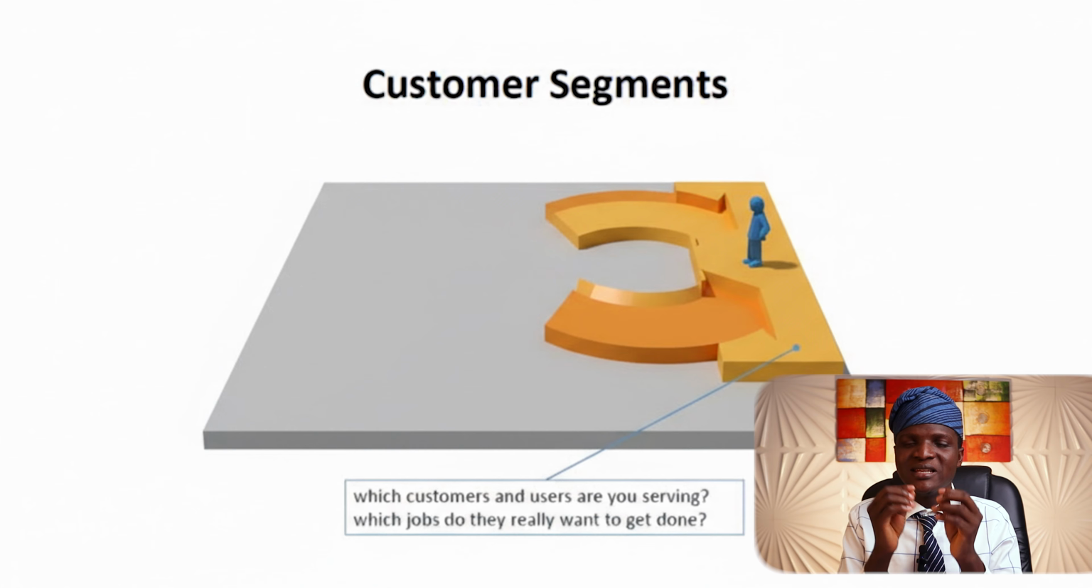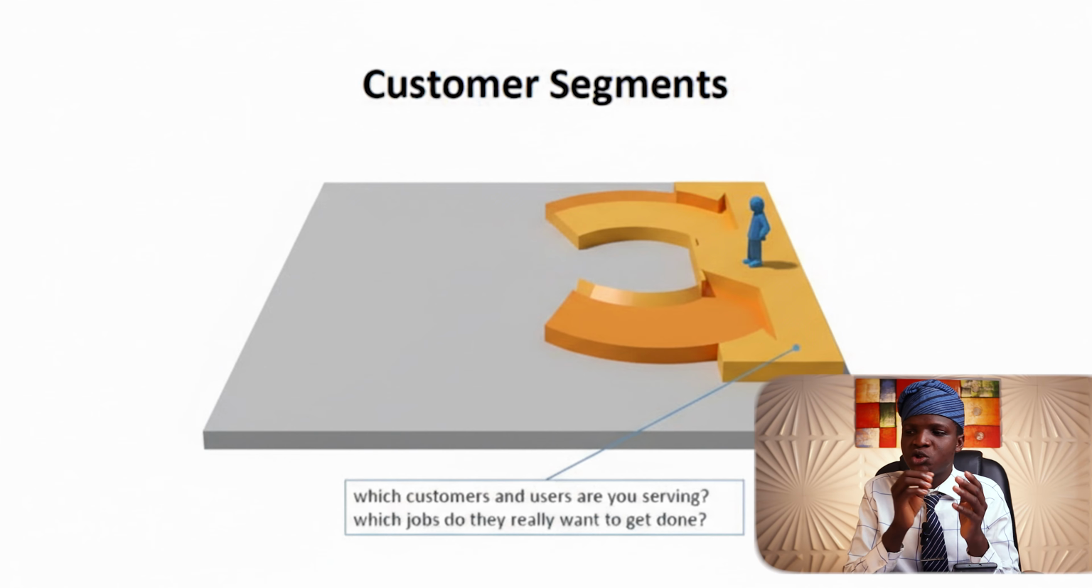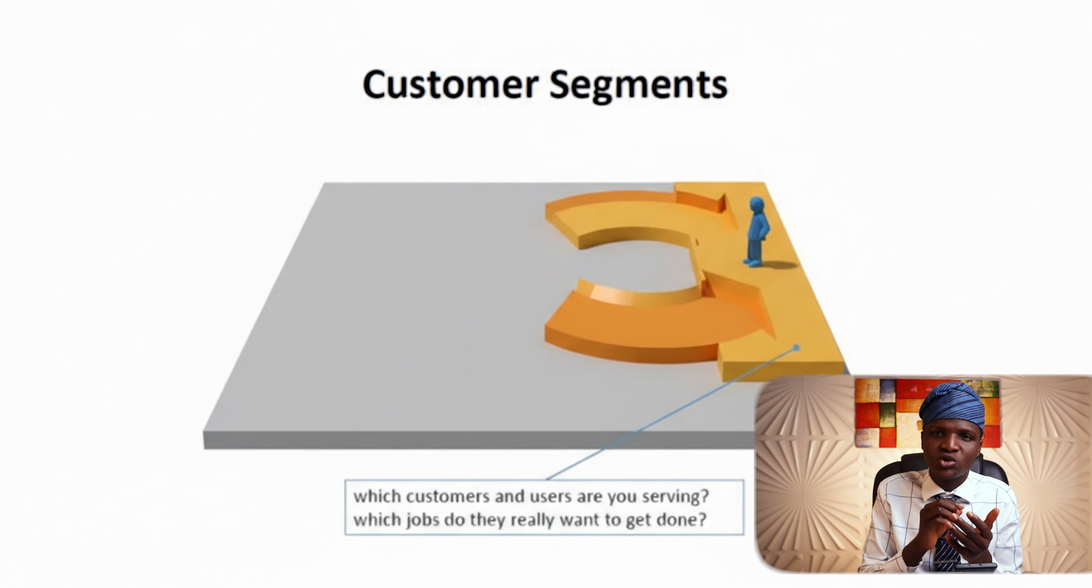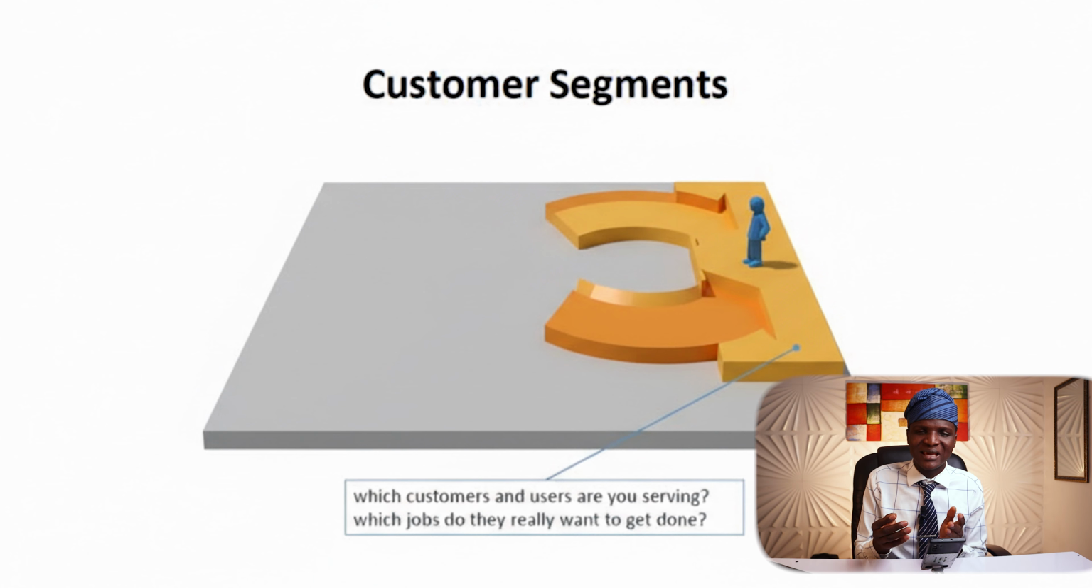Customer segment. This shows you which customers and users are you serving, which jobs do they really want to get done. At this point, you need to understand who is it you are offering to sell to, who is it you are targeting to sell to. You need to know why is it you are targeting them, because I've once asked a business owner, someone that sells clothes, who are your target audience, and she responded by telling me that's everybody, because everybody wears clothes.